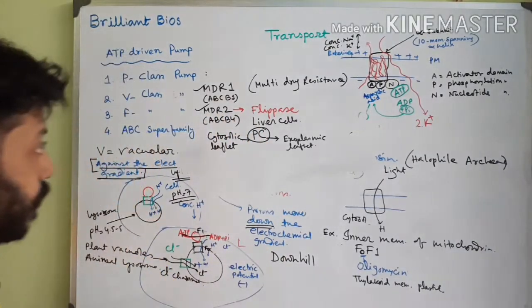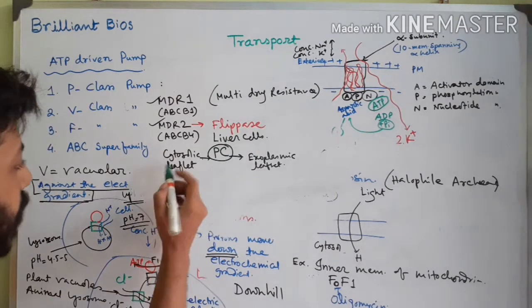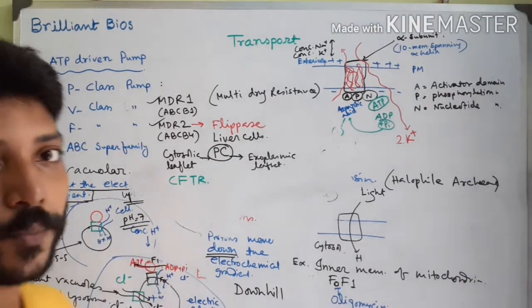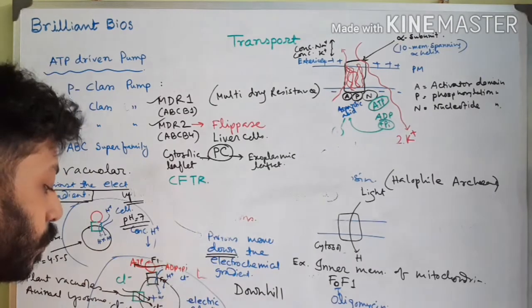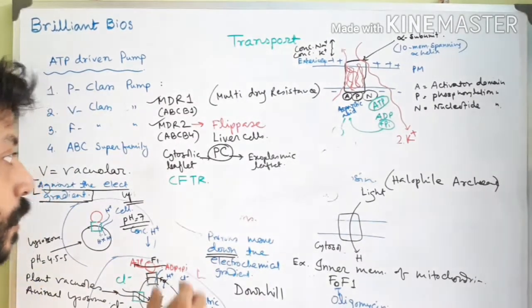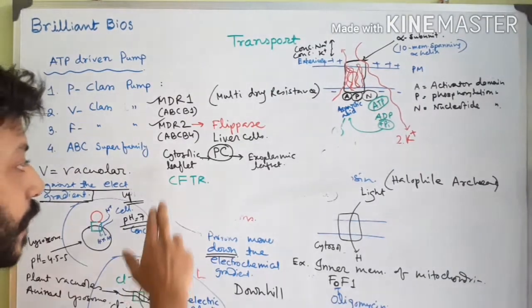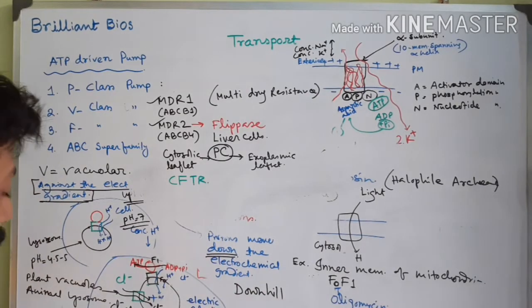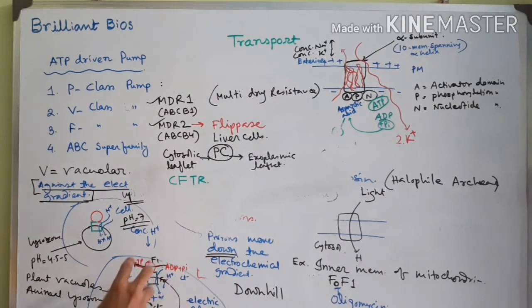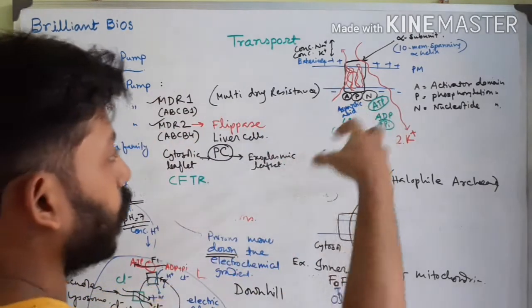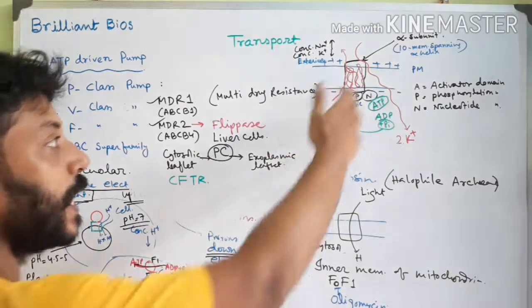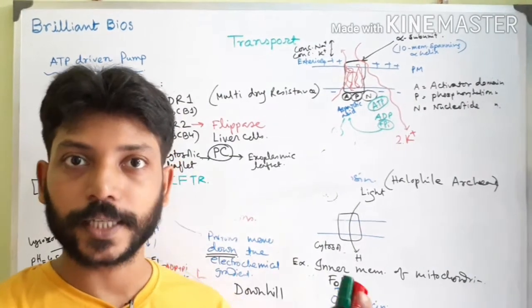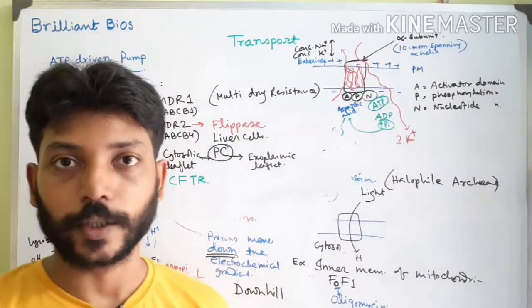Then another example, a very important example, so I'm mentioning it in green color, is called CFTR, cystic fibrosis transmembrane regulator. This is very important because if there is any problem in this ABC superfamily. Now I want to mention that CFTR is not actually a pump, because in case of all these that I have mentioned, ATP is actually destroyed. In all these cases, ATP helps in the transportation. When ATP is broken down, the transportation occurs. It changes the conformation of the molecule, then transportation can occur.